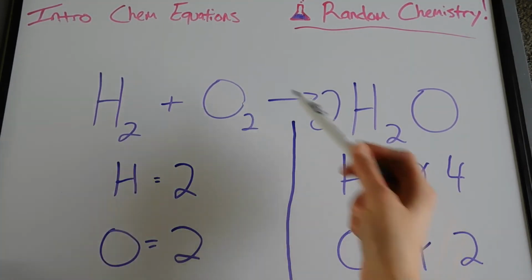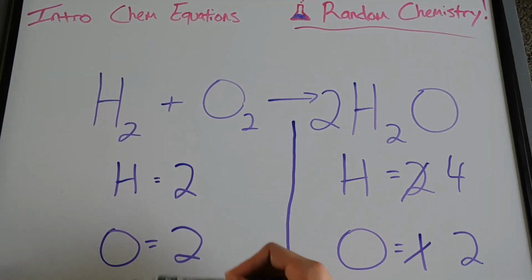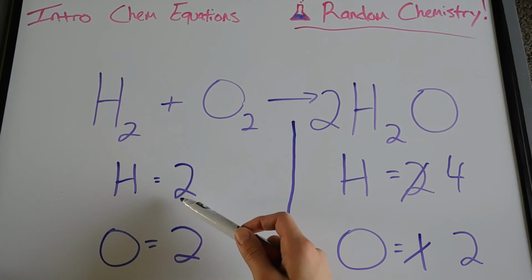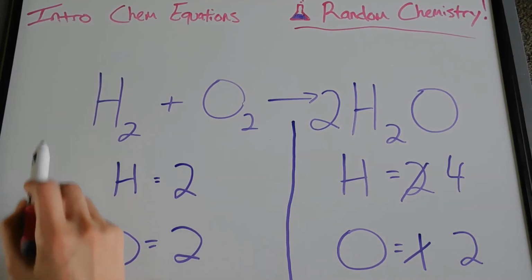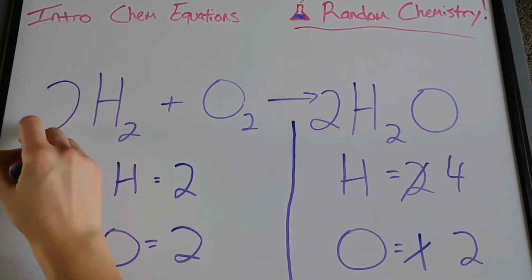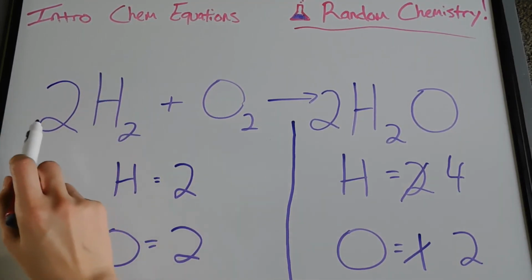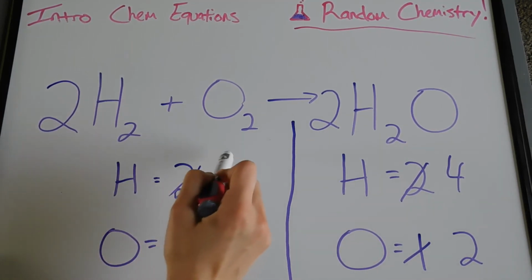So I come back to the left side of my equation, and I ask myself, how do I get from 2 hydrogens to 4 hydrogens? And what I can do is multiply by 2. So I place a coefficient of 2 in front of hydrogen, and that gives me 2 times 2 is now 4.